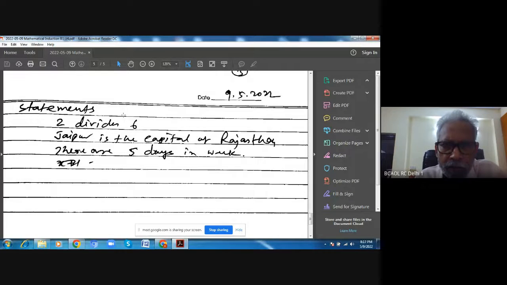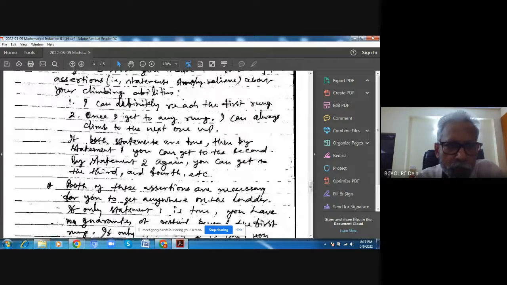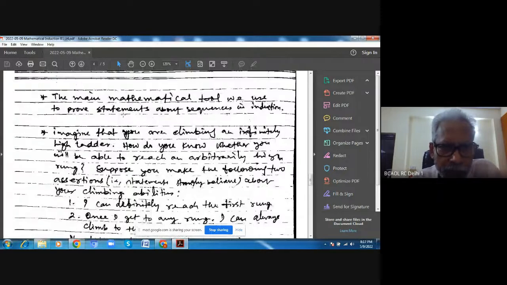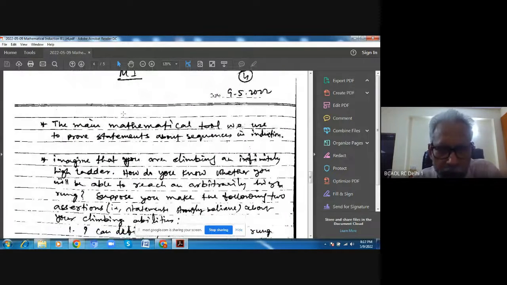Now then, you have already discussed a little bit, but still I am showing the things. The main mathematical tool we use to prove statements about the sequence is induction. That is one of the points.